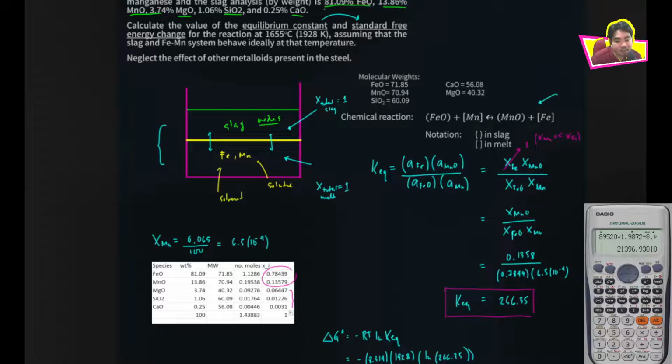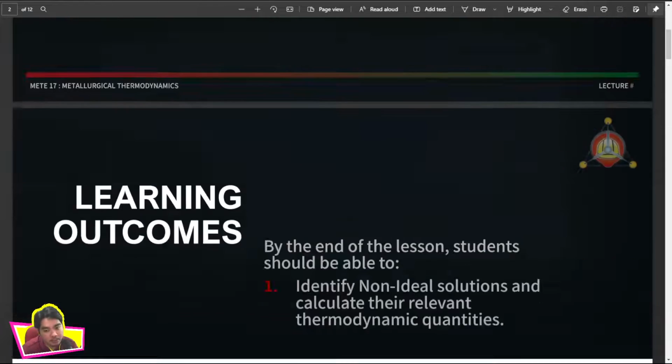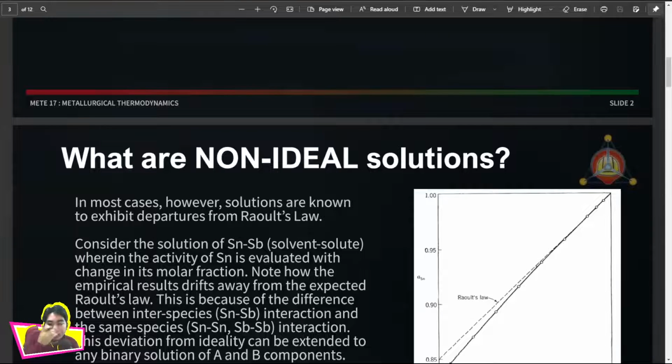Proceed naman tayo sa non-ideal solutions. So let me open. Okay. So these are non-ideal conditions.